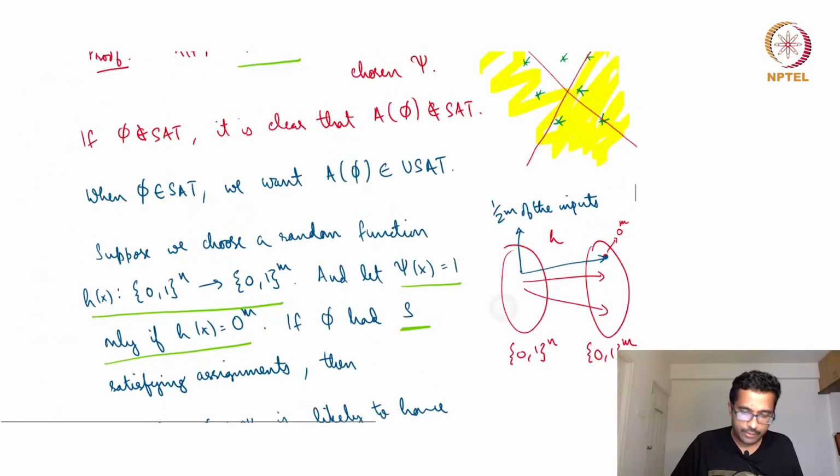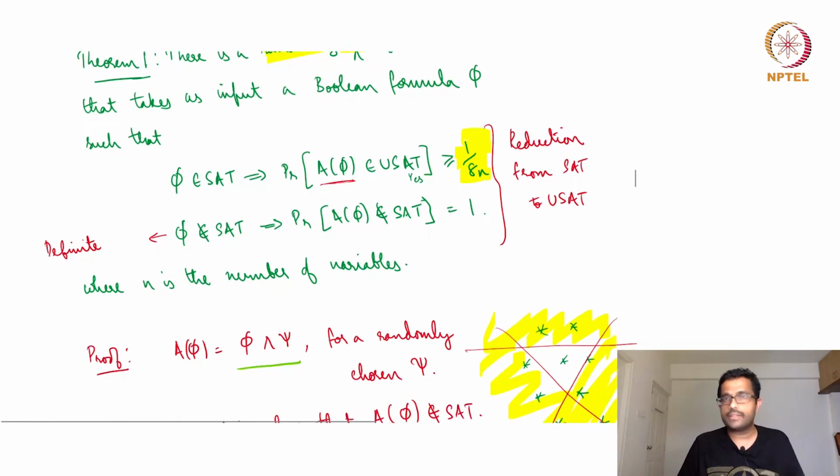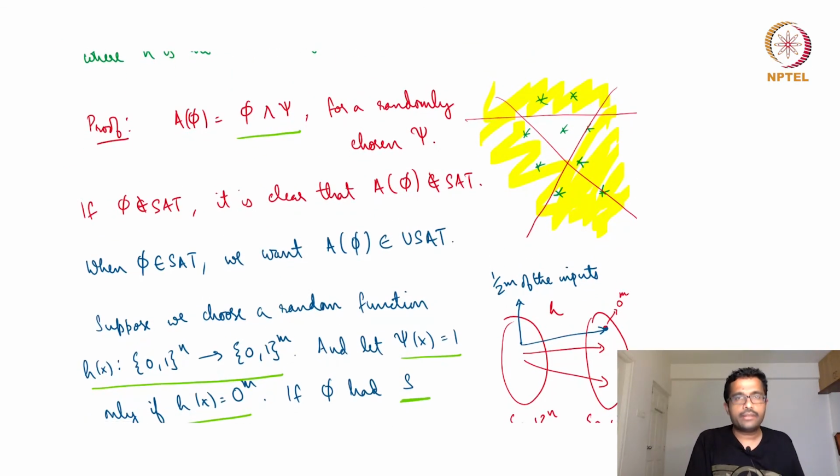So I'll just summarize the proof of theorem 1 again. Given a formula phi, we randomly construct a Boolean formula A phi such that if phi is satisfiable, A phi has a unique satisfying assignment with probability 1 by 8n, and if phi is unsatisfiable, then A phi is also unsatisfiable. A phi is just an AND of phi with another formula, which will make sure that if it is unsatisfiable, it remains unsatisfiable, and if it is satisfiable, we want to cut down on the solution space.